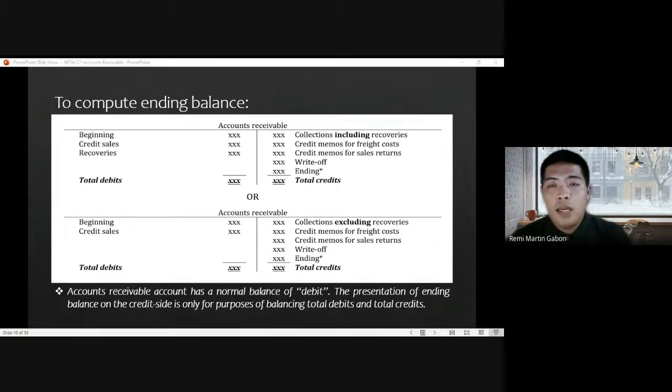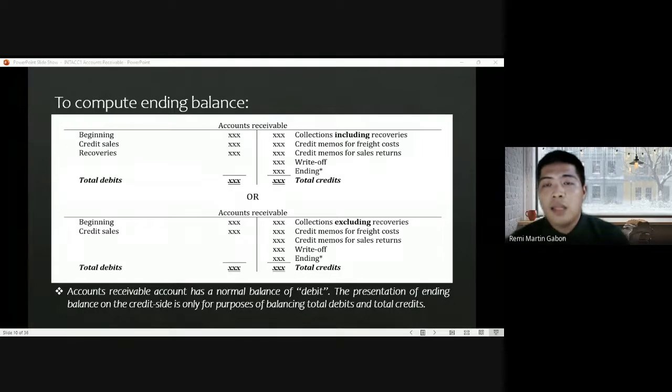the amount of recoveries. Reason, because the recoveries have both an impact on the debiting of accounts receivable and subsequently crediting it due to collections. Recoveries are in the form of collections. Okay? So if you encounter recoveries for purposes of accounts receivable, if you wish to present it on the debit side, I advise you to include it as part of the collections on the credit side. Okay? On the credit side.